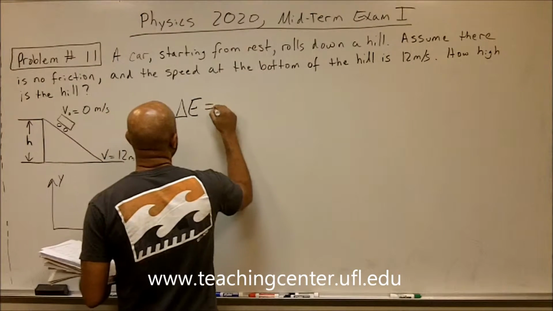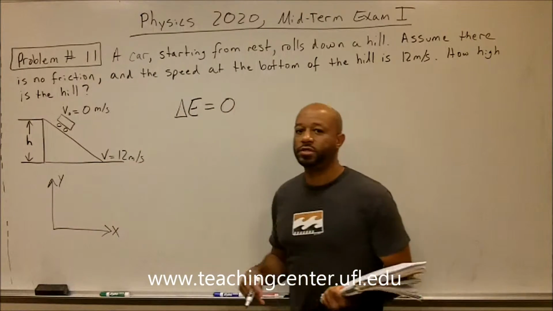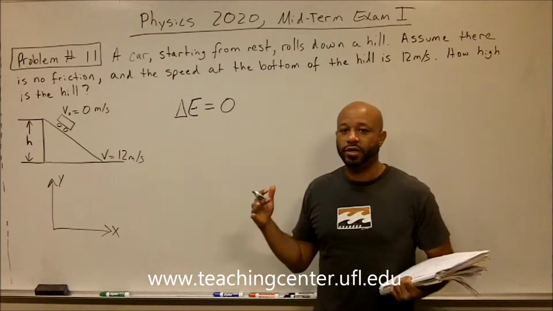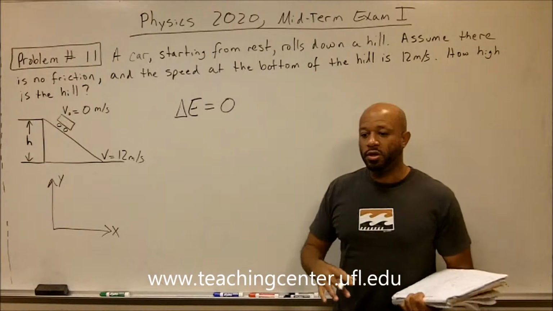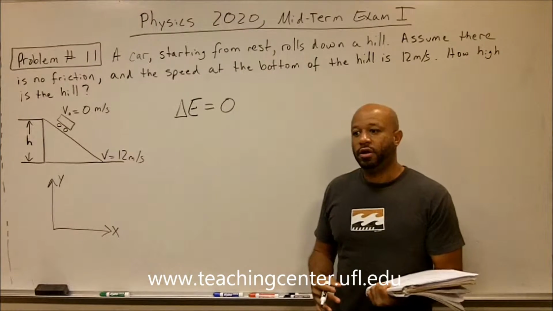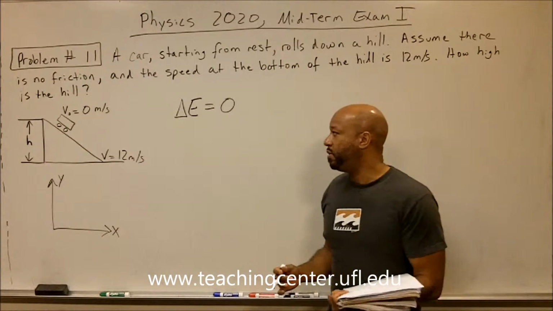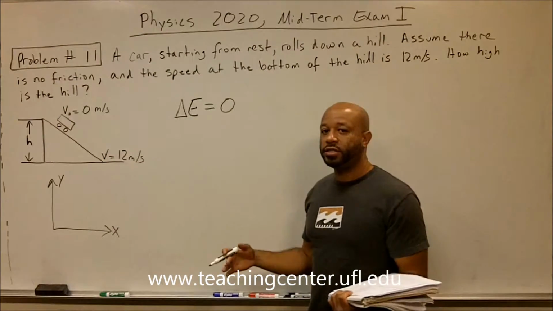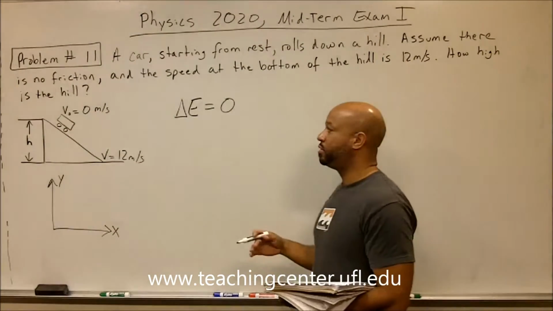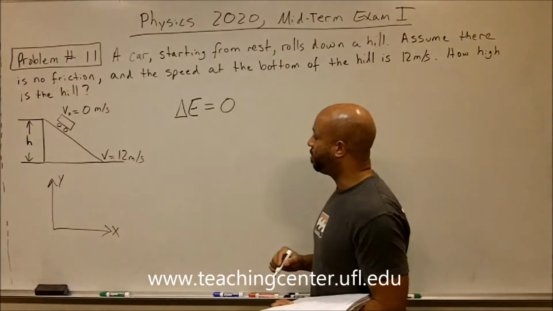And basically, we know that energy is conserved, that means that the change in energy is equal to 0. Remember, energy can be converted to one form or another, but in a closed system, energy is always conserved, meaning that there's no net creation or destruction of energy. So the change in energy is always equal to 0.